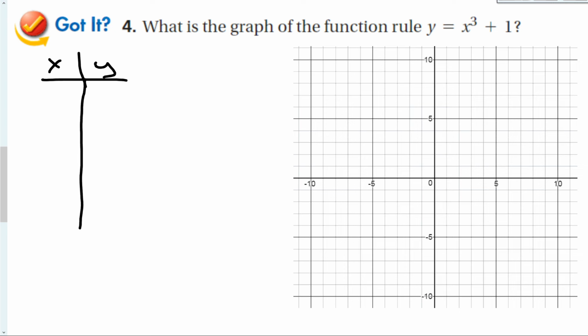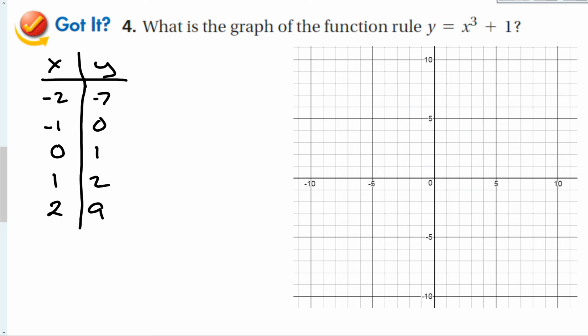All right. So let's plug in -2. -2 times -2 times -2 is -8, plus 1 is -7. -1 times -1 times -1 is -1, plus 1 is 0. 0 times 0 times 0 is still 0, plus 1 is 1. And then positive 1 gives me 2. Positive 2, that's 8 plus 1 is 9.